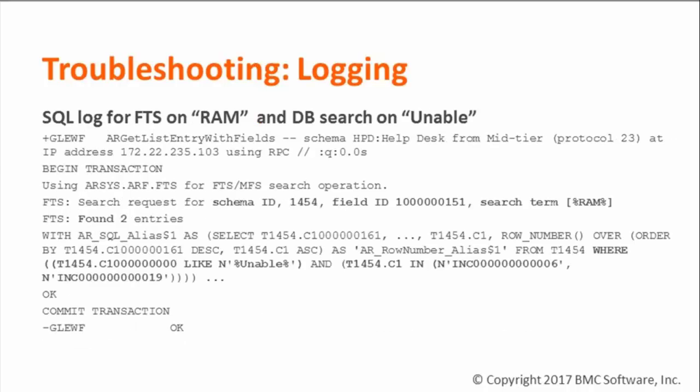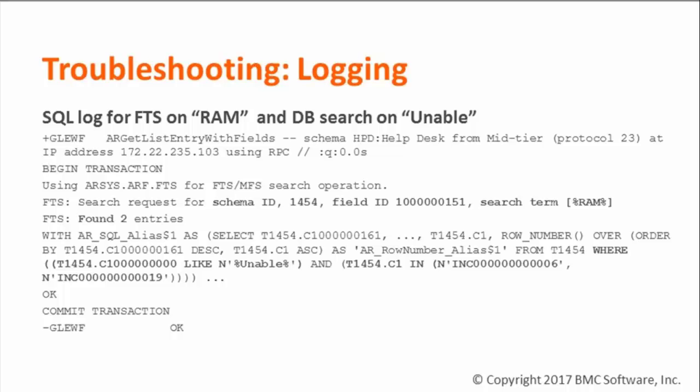Now here's an example of the SQL and API log again, but this is doing a combination search between an FTS and a database search. So an example here might be a QBE where the person types in RAM into a FT indexed field, and they put in the word unable in a field that was not FT indexed, so it's going to have to perform a database search. So here we see the GLEWF again, the standard query on the HPD help desk form. You'll see the FTS search request for schema ID 1454. So this is performing the full text search portion first. When you do a combination query, we first do the full text search portion.